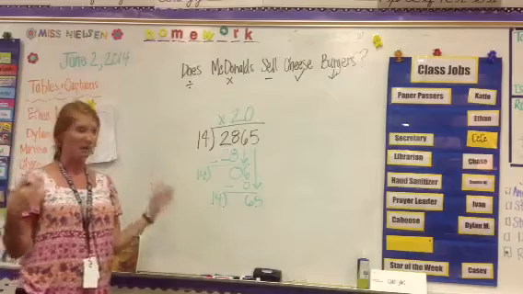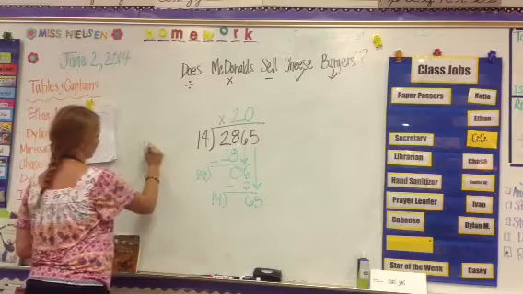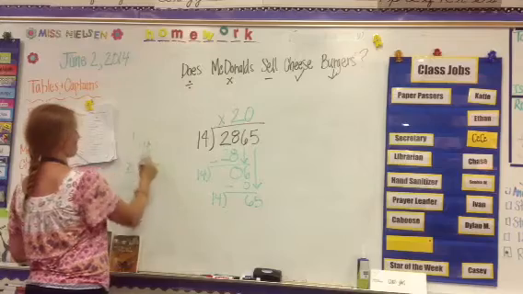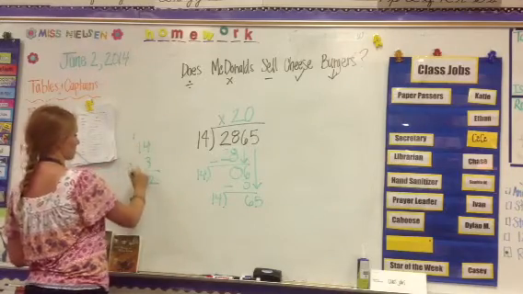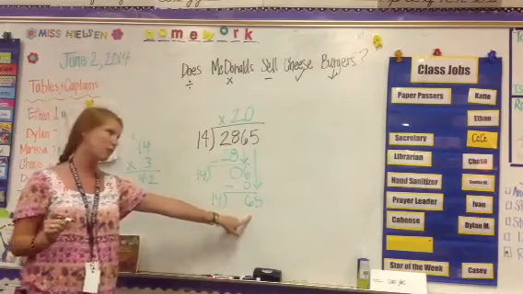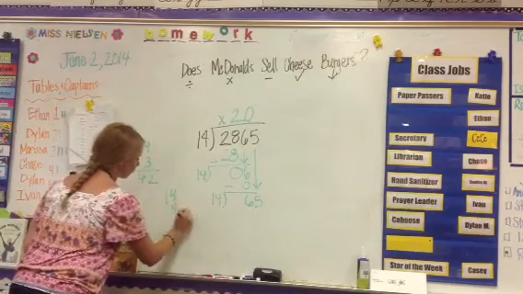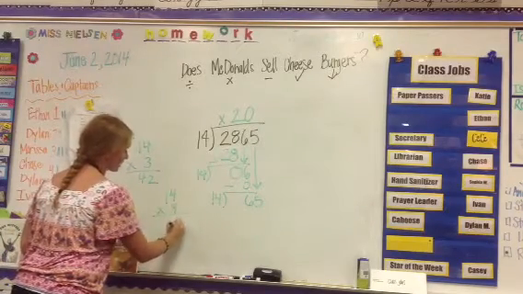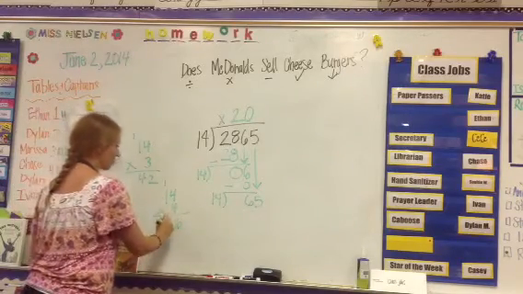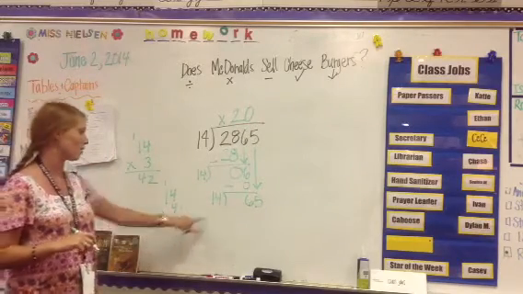So again, I'm going to do some guess and check. I already know 14 times 2 is 28, so I'm going to try 14 times 3. 3 times 4 is 12. Carry. 3 times 1 is 3 plus 1 is 4. 42 is pretty close to 65, but I think we can get closer. So again, I'm guessing and checking. So now I'm going to try 14 times 4. 4 times 4 is 16. I'm going to carry. 4 times 1 is 4 plus 1 is 5. 56. That's pretty close. I don't think I'm going to be able to put another 14 in.